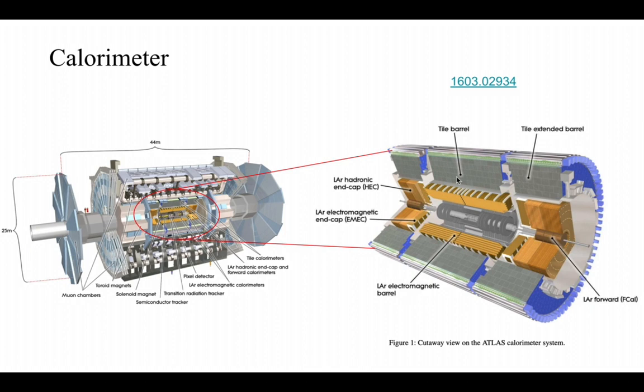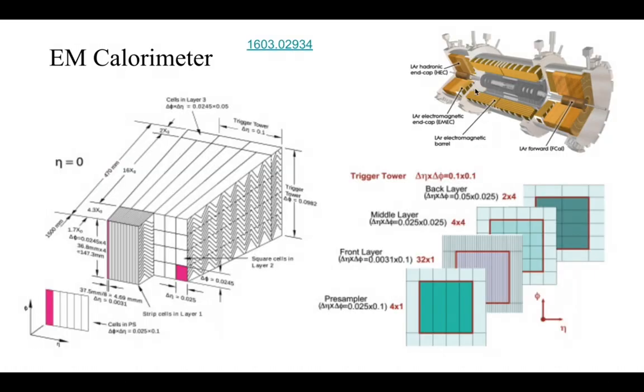Outside it is surrounded by the tile calorimeter, which is designed for hadronic shower detection. Let's focus on the EM calorimeter. There is a barrel part, which is transverse to the collision point. In front and back of the barrel, there are two end cap calorimeters. They can measure particles from the collision flying to the forward regions.